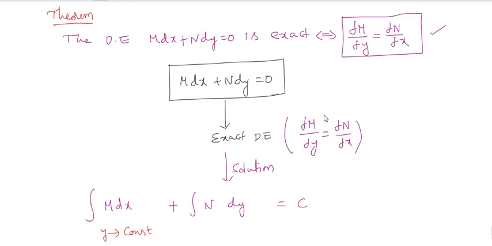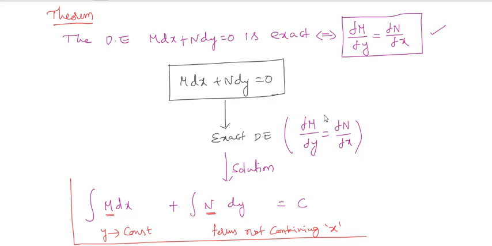Here also, the terms of N you have to choose without x, terms not containing x. I will explain, don't get bothered. While integrating M treating y as a constant, and the terms you are choosing with respect to N, those terms should not contain x. So this is the solution of an exact differential equation.